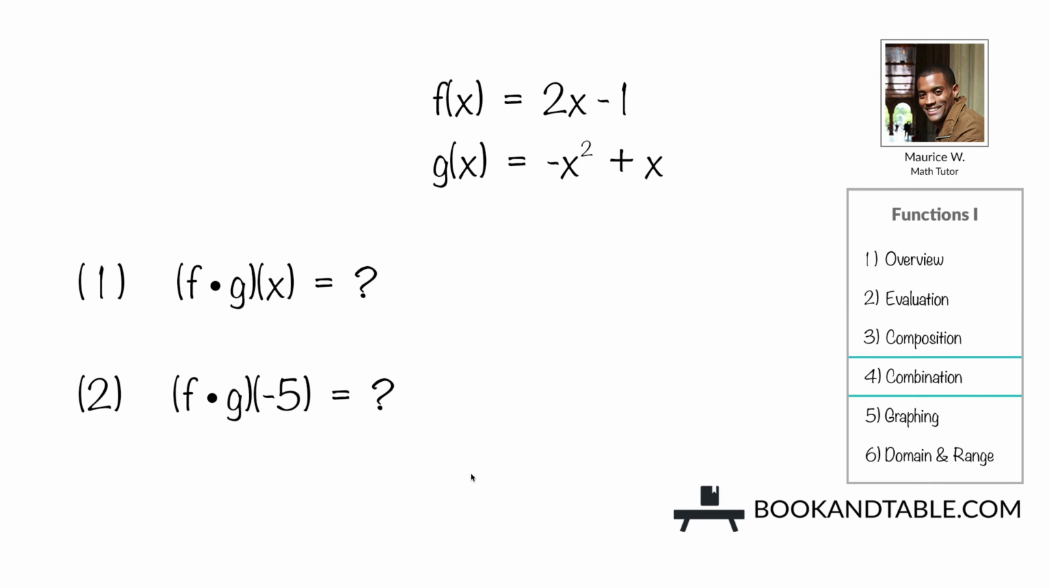Let's walk through an example together. Given f of x is equal to 2x minus 1, and g of x is equal to negative x squared plus x. Question number 1, f times g of x is equal to what? In question number 2, f times g of negative 5 is equal to what? So let's walk through multiplying functions using expressions, and then we'll take a look at multiplying functions using numbers.